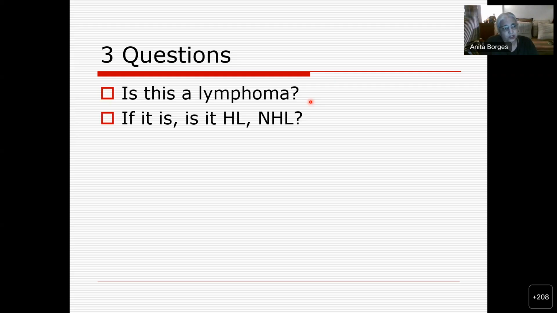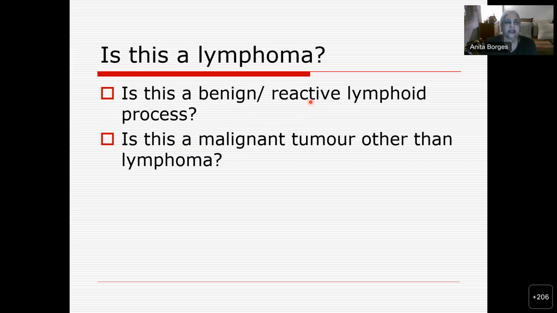The next question is, is it Hodgkin or non-Hodgkin's? Of course, there are all sorts of combinations of the two, but this is what you need to do. And finally, what is its subtype? That is, if you have reached the conclusion that it is a lymphoma, this is what you need to do. Now, is this a lymphoma? Well, how do you do that? Is this a benign reactive lymphoid process? That's number one, which is being mistaken for a lymphoma.